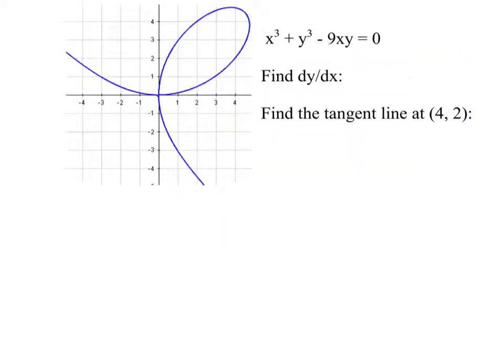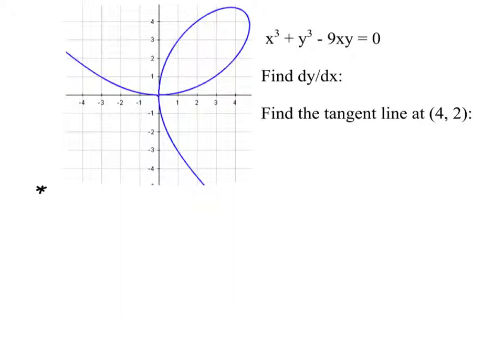Now, a lot of times people say, well, I just like to keep doing it the way I've been doing it, but then we run into something like this. Okay, x cubed plus y cubed minus 9xy equals 0. Obviously, there's no way you can get an explicit equation out of this. We can't get just a y equals like we could with the circle. So we have to do this one implicitly. So let's find the derivative. I'm going to do the derivative right down here.